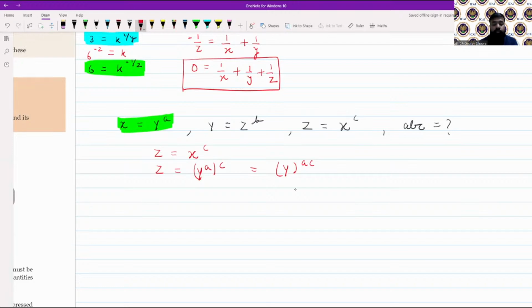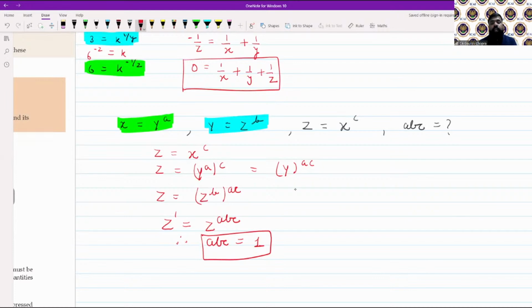Now what is the value of y? It is z to the power of b. So we can write z is equal to, in place of y we are writing (z to the power of b) whole to the power of ac. So what is left? z is equal to z to the power of abc. Now both the sides have the same base. Therefore abc is equal to 1. Value of abc is equal to 1. So this is the required answer.